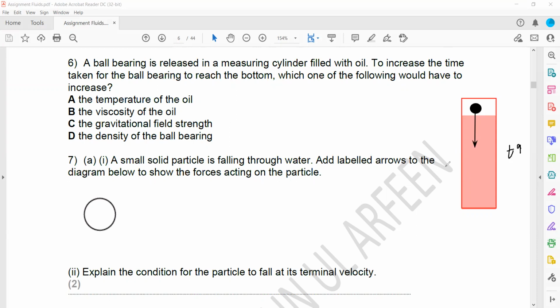If we want to increase the time interval, we have to increase the viscosity, or we want to reduce the speed. If we increase the viscosity, the speed will reduce. As the speed reduces, it will take more time. So if we increase the temperature of the oil, what happens to viscosity? The viscosity will decrease. If the viscosity decreases, the speed will increase, so it will take a shorter time. So A cannot be an answer.